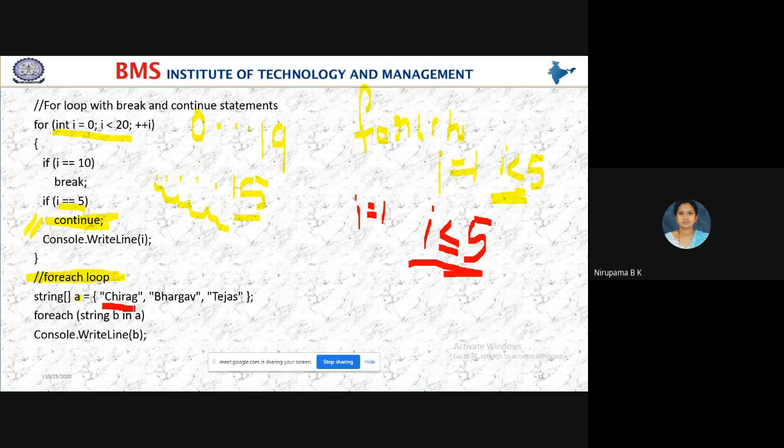But in the case of for each, we are not giving any condition. Here, in the list I have declared some names, some variables. Now, see carefully what we are doing in this code snippet. I have taken a string variable a, and I have initialized 3 names to it: Chirag, Bhargav and Tejas. And now, using for each, I am retrieving those data and storing them in the variable b.